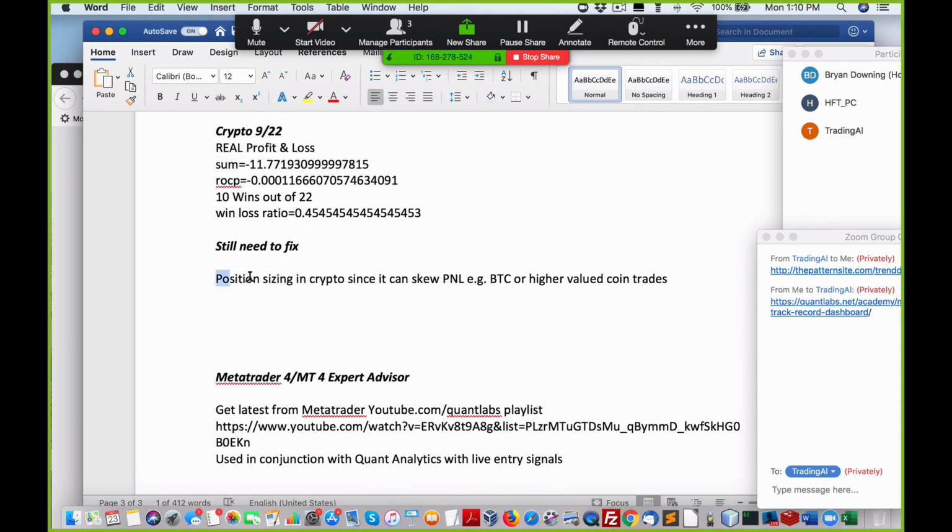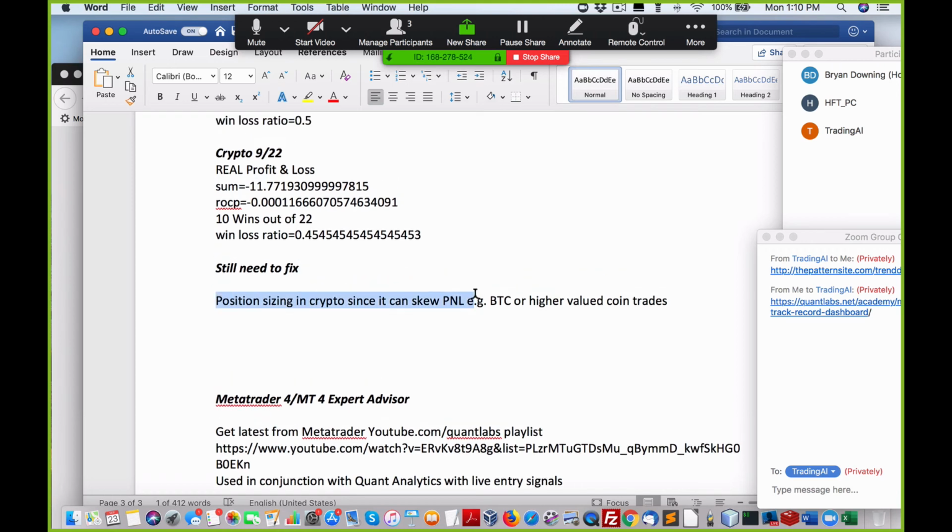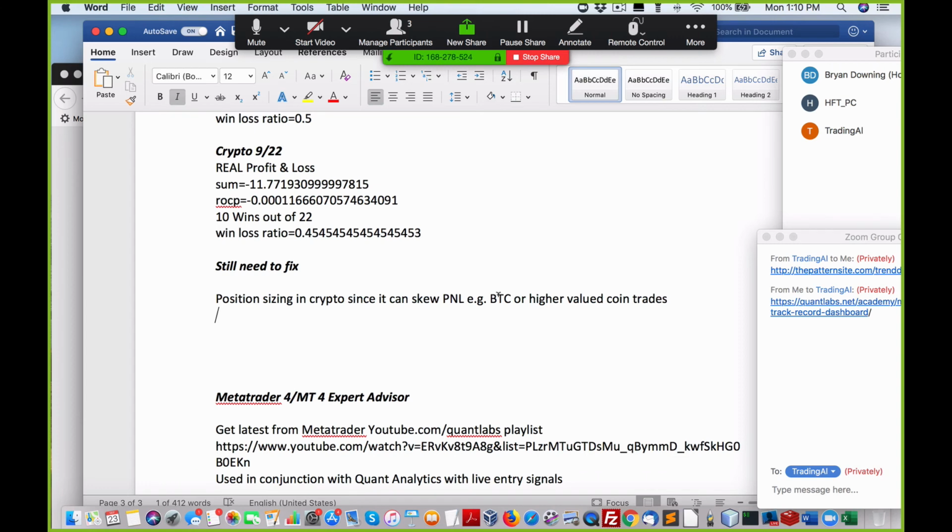So one of the big areas outside of what you mentioned that I've got to fix is the position sizing. As I demonstrated, Bitcoin can easily skew an entire trading day. Even though it's a profitable day, that one very big bad Bitcoin trade can wipe out the gains and pretty well make the equity curve look bad too. So I've got to fix that.